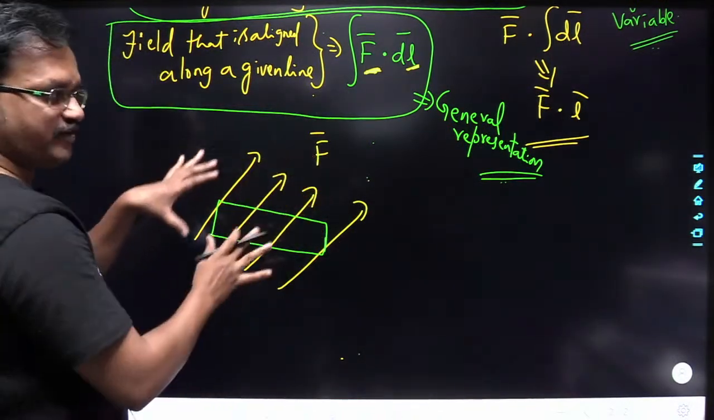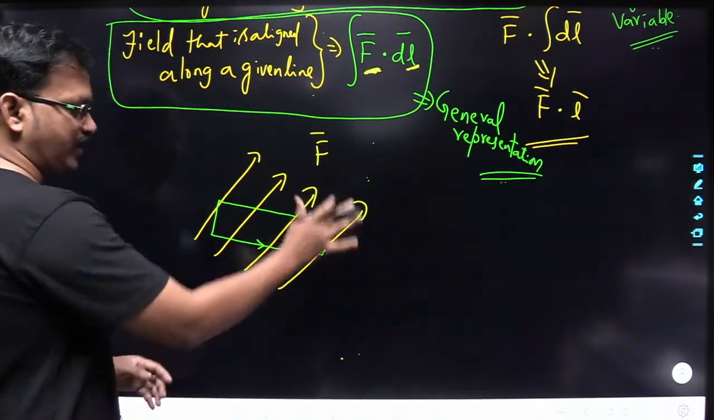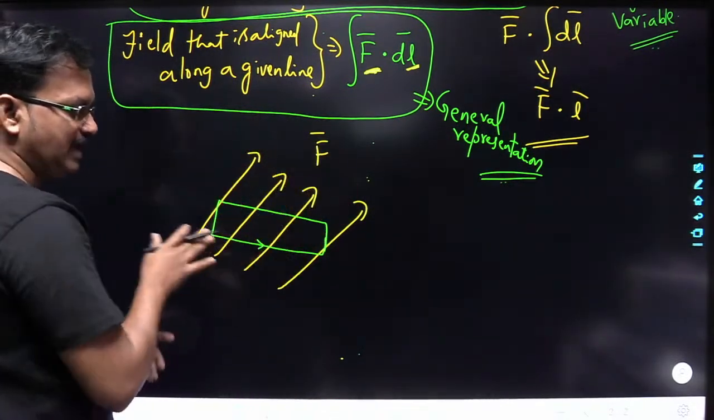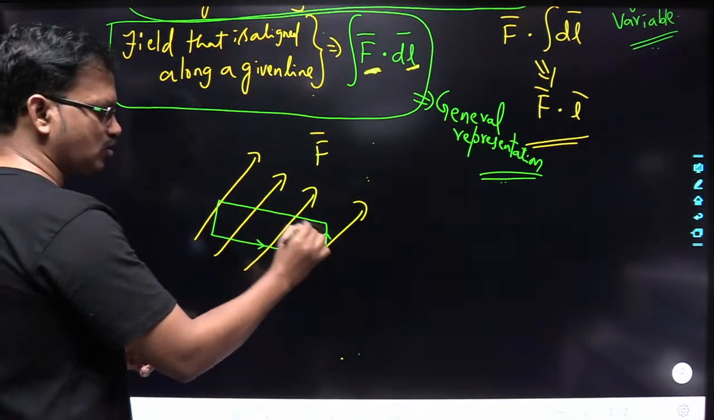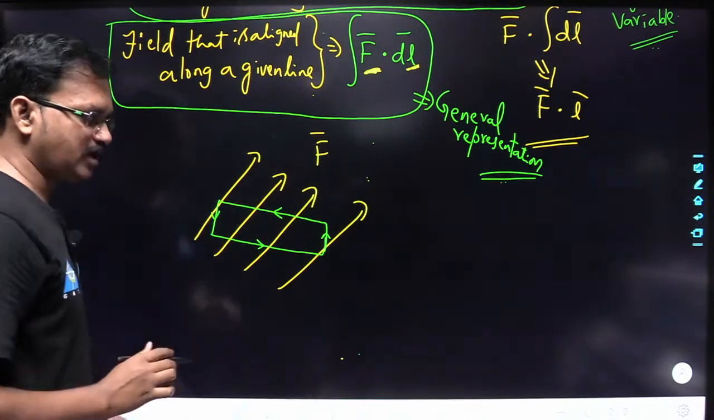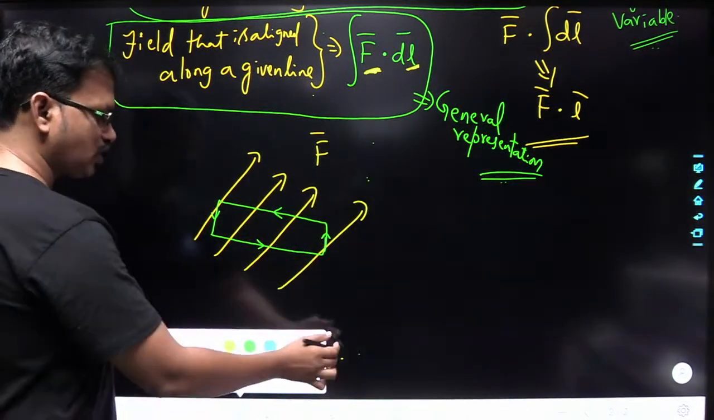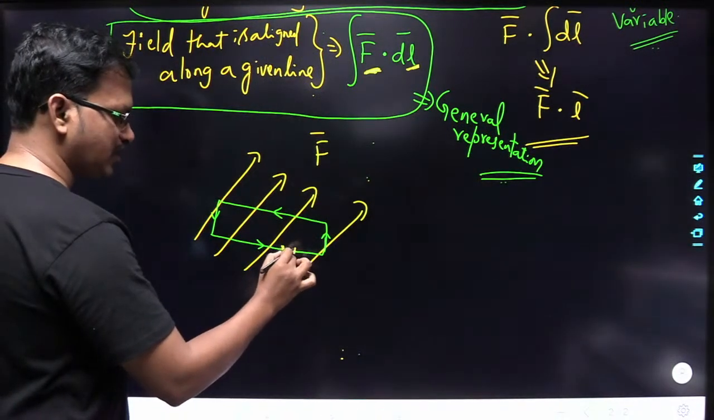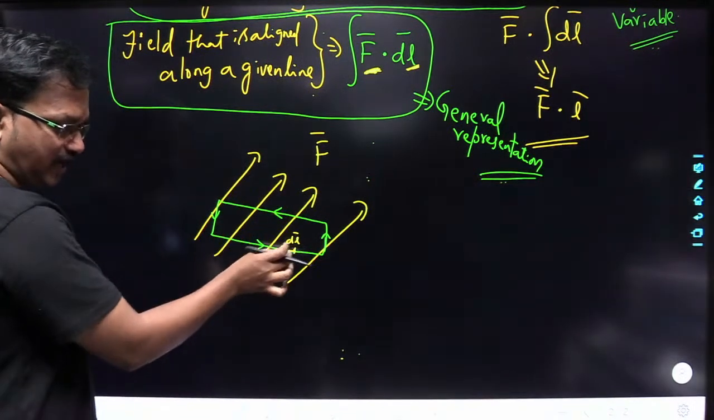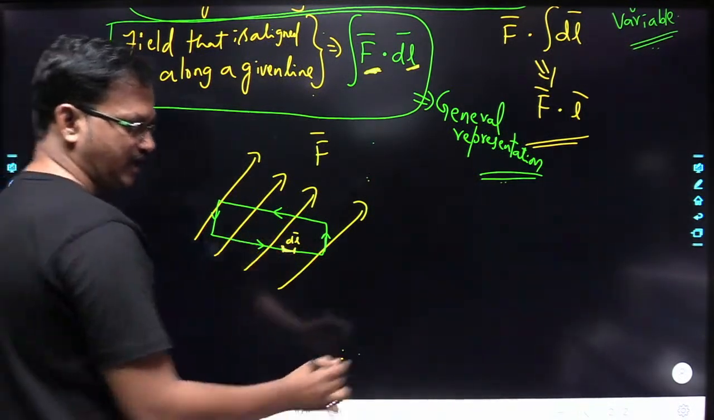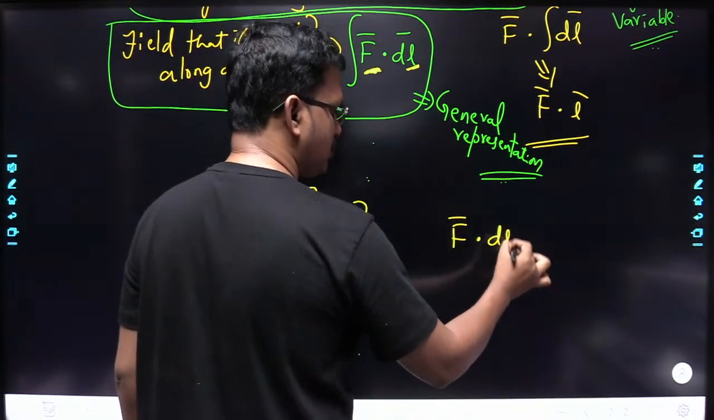Now this is the vector field you are having. You want to determine how much of this vector field is aligned around this closed loop. So in that case, how do we represent this mathematically? I will consider a small differential length here, dl bar. The field that is aligned along this small differential length, I can represent as F bar dot dl bar.